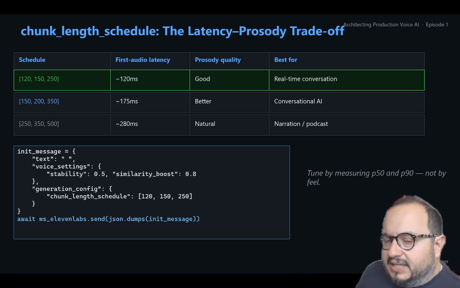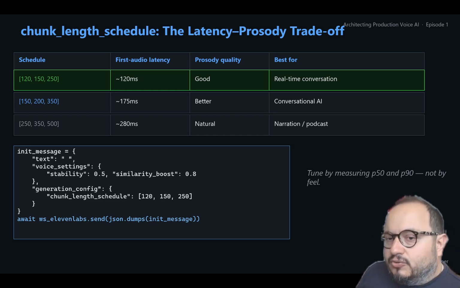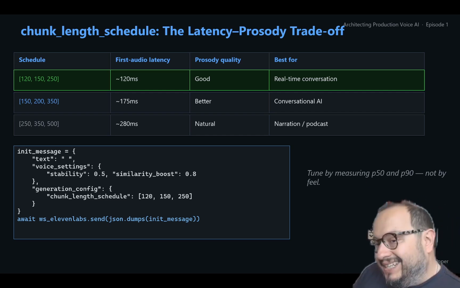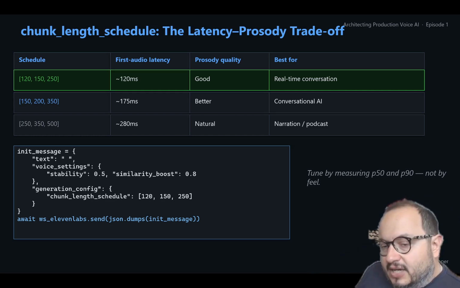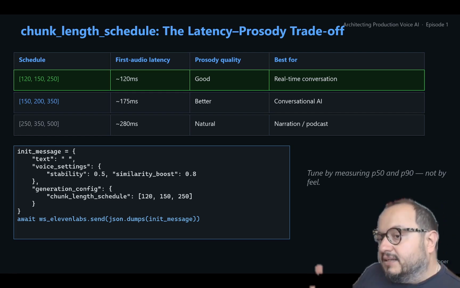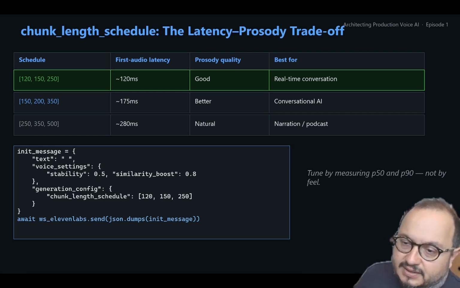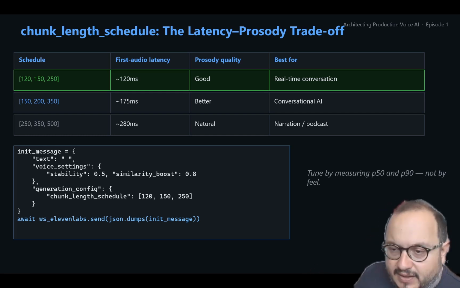For a sub 200 millisecond latency target, I use a schedule of 120, 150, 250. The first chunk is short, just enough for a natural sounding sentence fragment. Subsequent chunks are longer because by then the user is already hearing audio, and the perceptual urgency is lower. For cases where naturalness matters more than raw latency, like narration or podcast style audio, I use a schedule of 250, 350, 500. It sounds much better, but the first audio arrives closer to 300 milliseconds. Pick based on your use case. Real-time conversation, go short. Narrative audio, go longer.